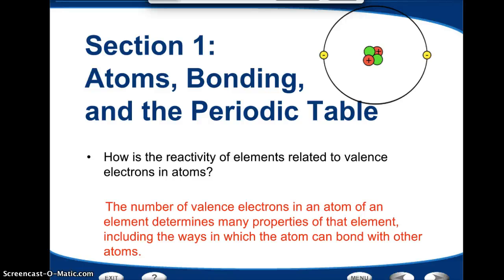Hey guys, okay, this is chapter 5, section 1, atoms bonding in the periodic table. So the reactivity of elements is all related to the valence electrons, and the number of valence electrons determines the properties of that element. Everything in the same group or family on the periodic table has the same number of valence electrons, and it determines how they bond with other atoms.